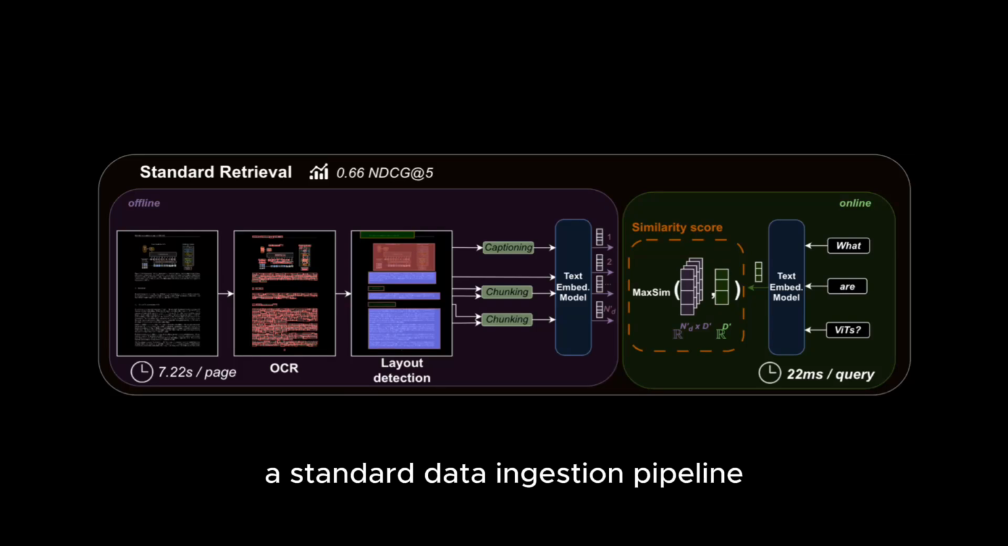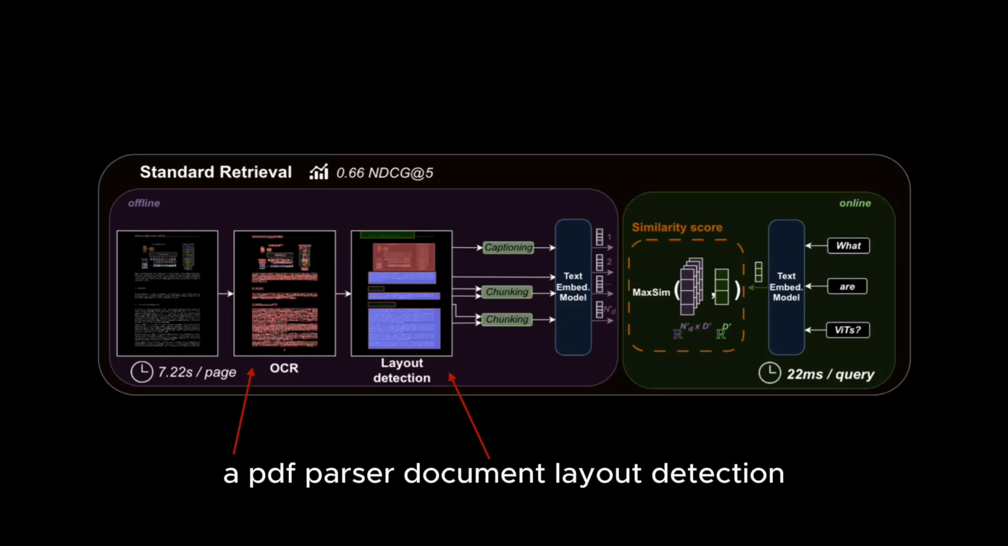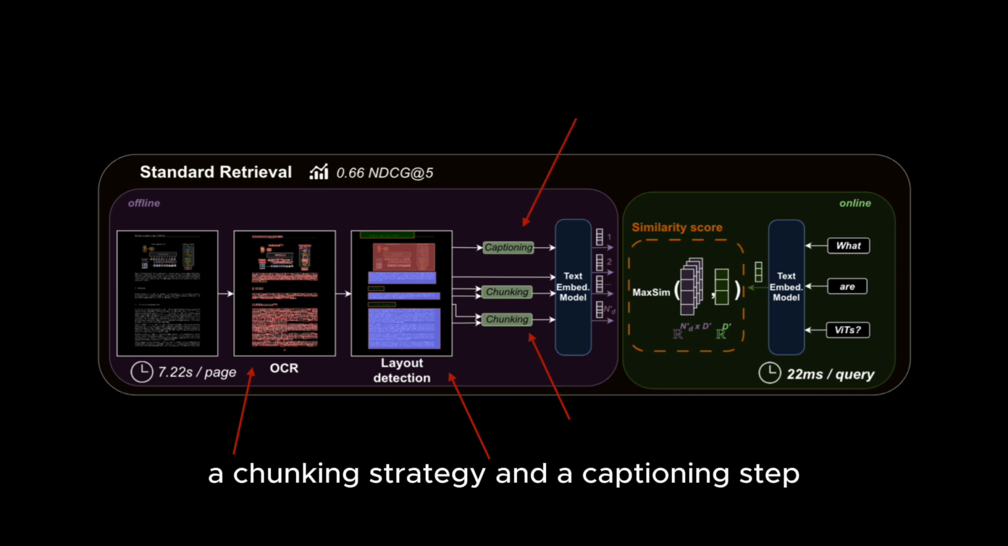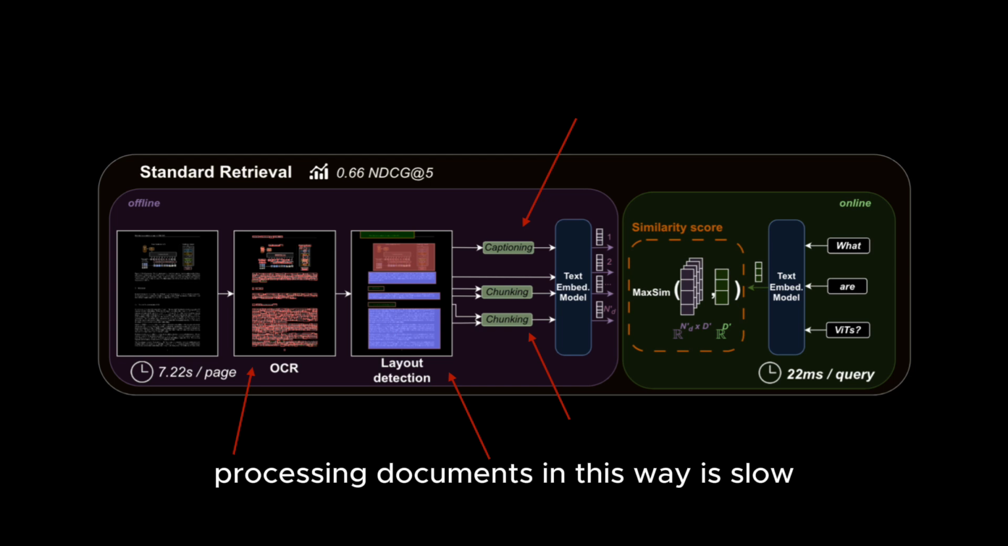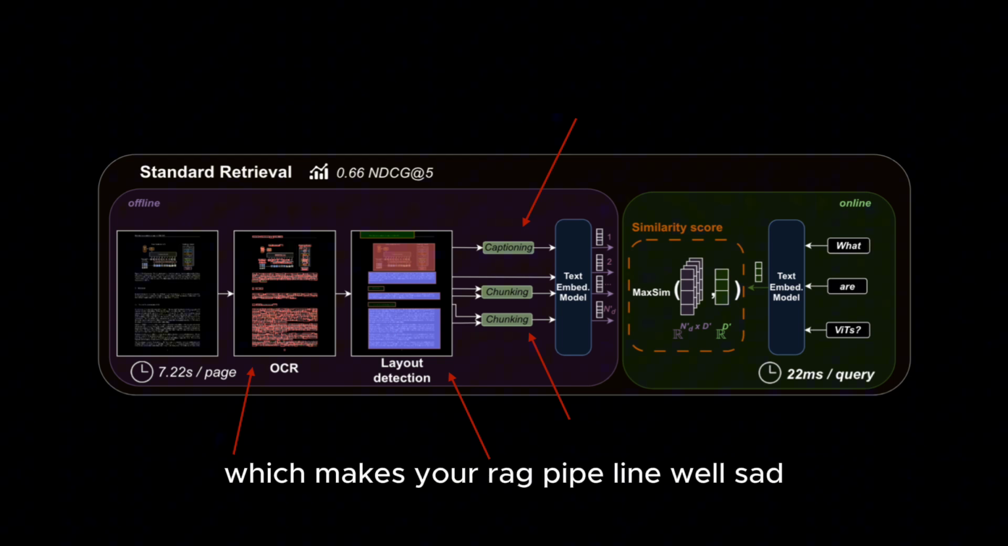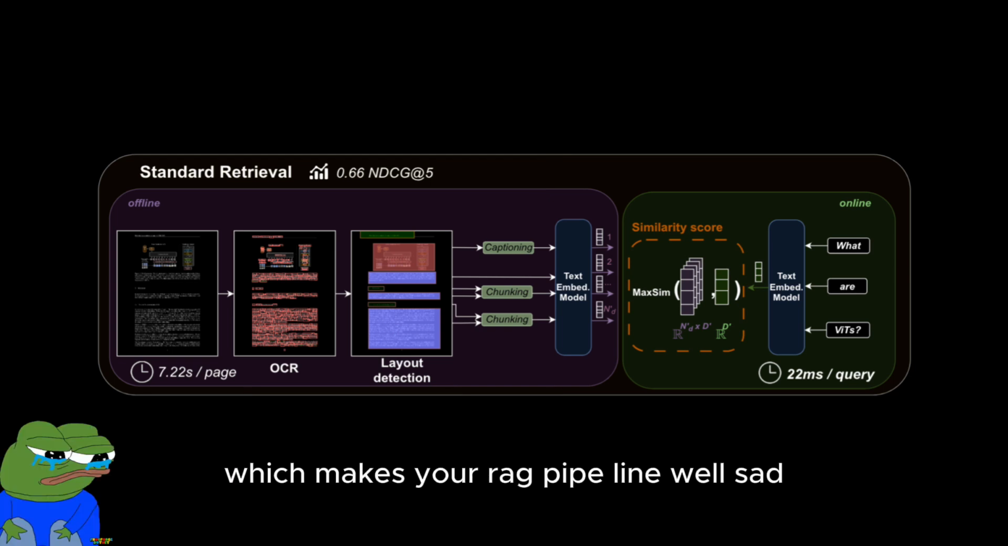A standard data ingestion pipeline for representing documents may consist of several stages: a PDF parser, document layout detection, a chunking strategy, and a captioning step. There are two problems with this approach. The first is that everything needs to be text, losing visual representation. The second is that processing documents in this way is slow and expensive, which makes your RAG pipeline, well, sad.